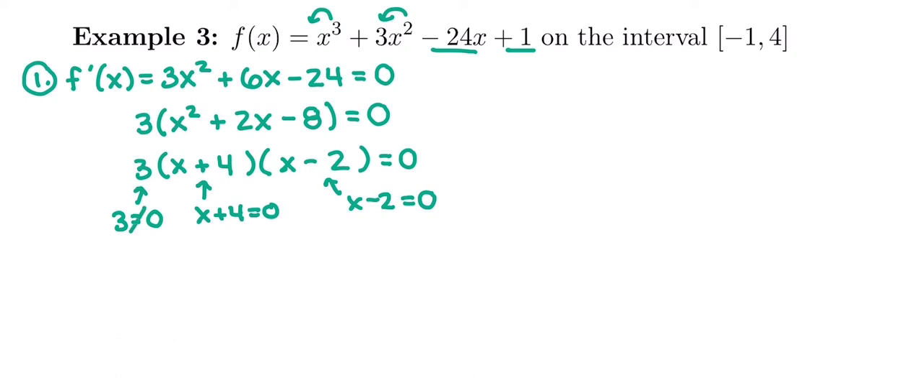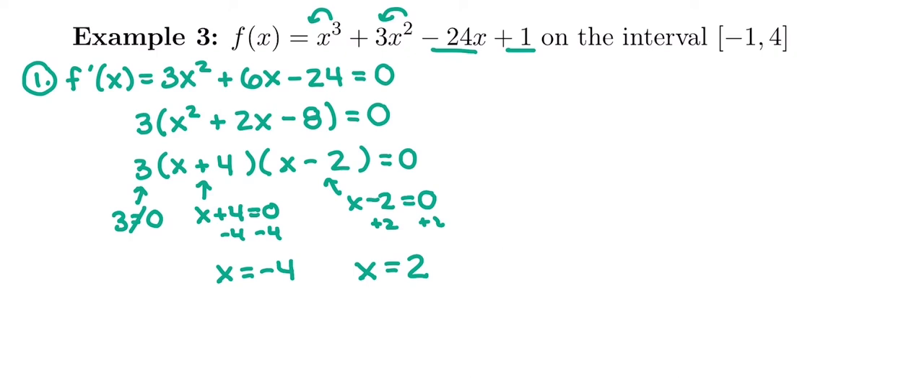Well, 3 is always 3, so that's not going to be 0, but I could subtract 4 here. x equals -4, and then I could add 2 here, and I have x equals positive 2. So I have 2 critical numbers. I have -4 and positive 2.